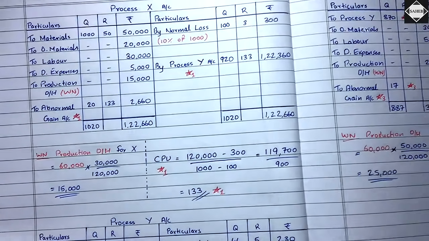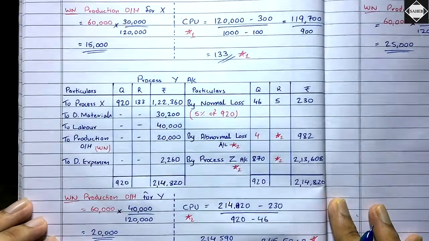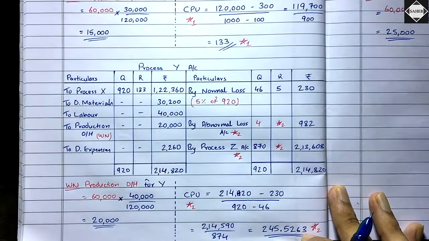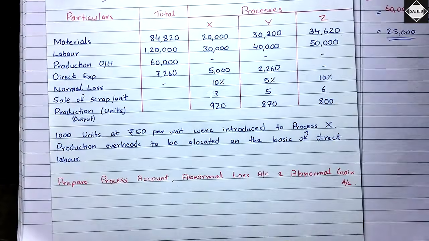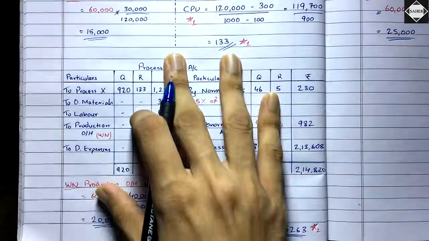So that was process X. Was that tough? No, it's very simple. Then what do we have? Then we have process Y. Now let's get back to the question. Let's see the question again. So in process Y, what is happening? In process Y, the first thing that will be happening is we will be getting the input from where?